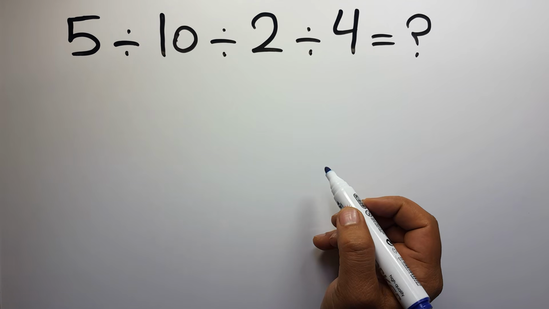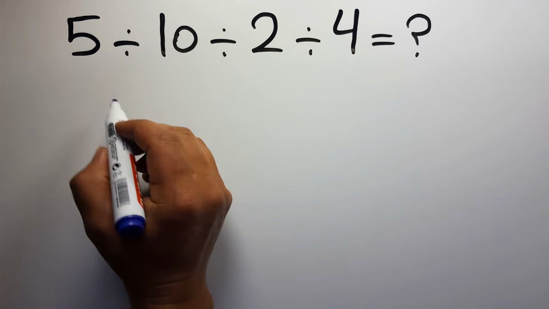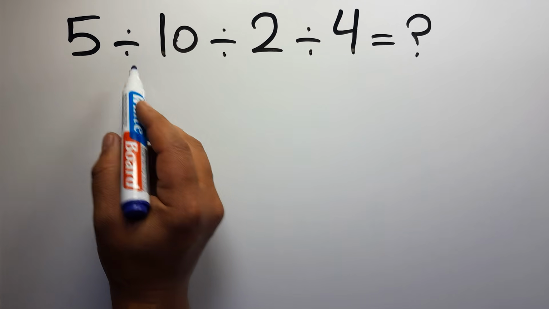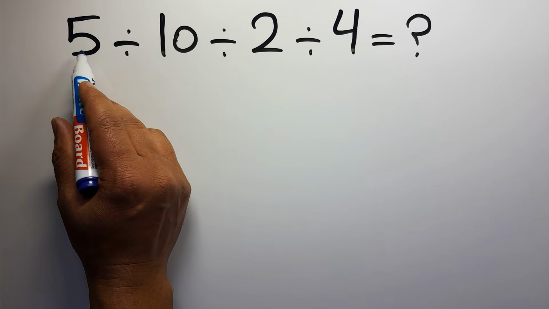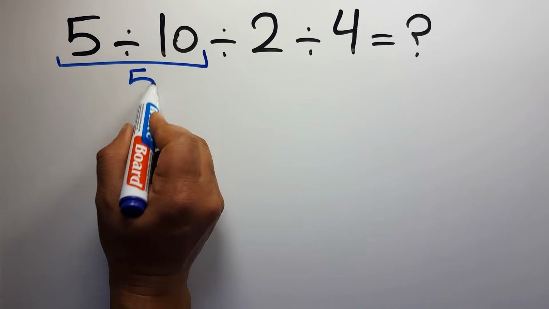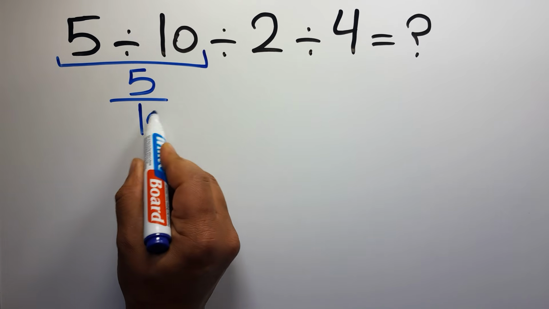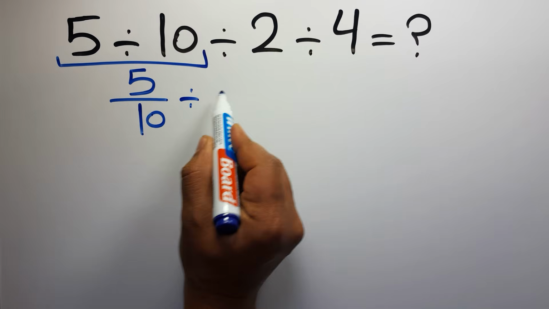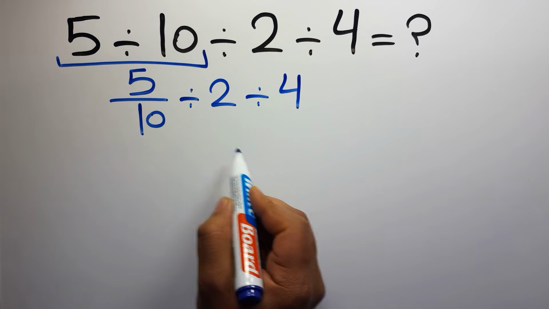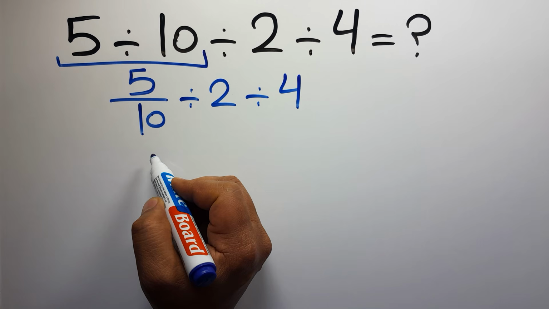According to the order of operations, when we have more than one division in an expression, we have to work from left to right. So here, first we have to do this division. 5 divided by 10 can be written as 5 over 10. Then divided by 2 and divided by 4. Now we have to do this division, okay?